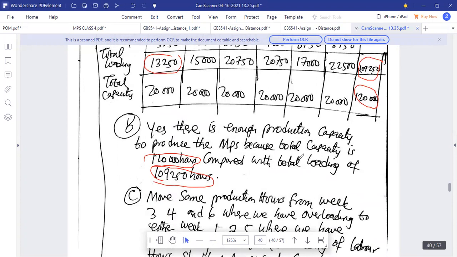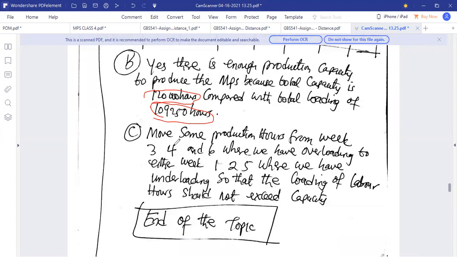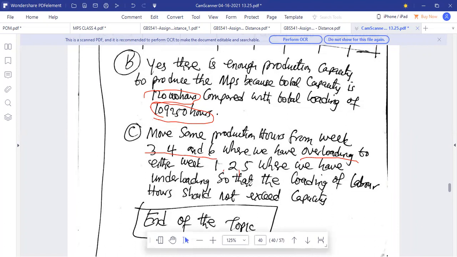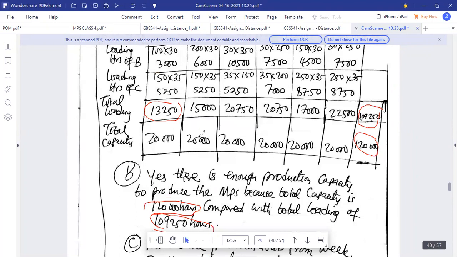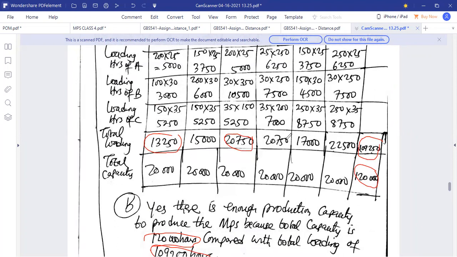Now we can move some labor hours, excuse me, from some weeks where we have the overloading, that is weeks 3, 4, and 6, to either week 1, 2, and 5, where we have the underloading. So the loading of labor hours does not exceed capacity. So we just need to check where we can move. Here we have the overloading. Here we have the overloading. Here we have the overloading. So we can strike a balance.